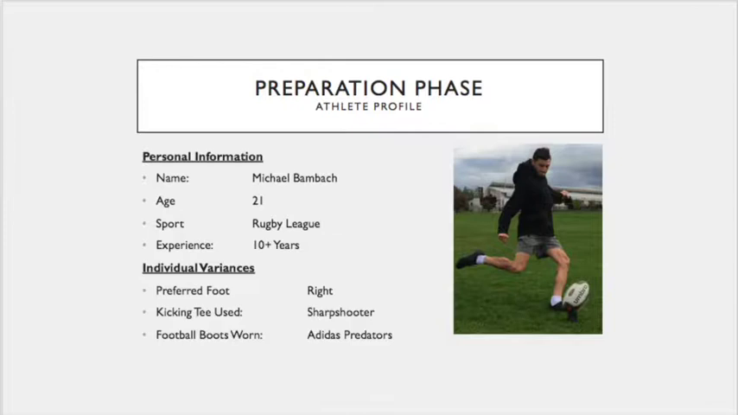The athlete I have chosen to analyse is seasoned rugby league player Michael Bamback. Michael is 21 years of age and has played rugby league from a young age. Michael is second choice kicker for his team, which requires Michael to practice regularly in case called upon. Some key individual variances which should be taken into consideration in a goal kicker are their preferred foot and their choice of kicking tee. Michael is a right-footed kicker, which influences his approach angle from the left-hand side. Michael also chooses to use a sharpshooter kicking tee.